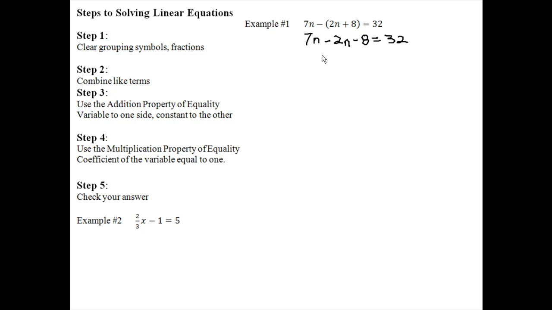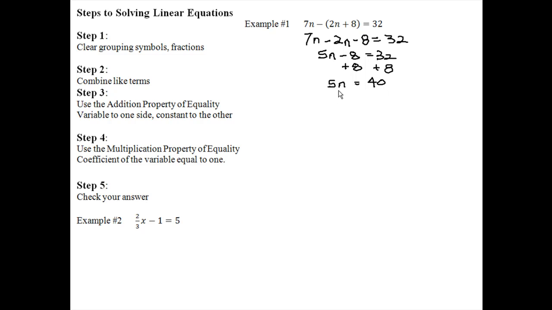Step 2 is to combine like terms. So 7n minus 2n is 5n minus 8 equals 32. And then I'm going to add 8 to both sides. This is step 3. Use the addition property of equality. And so -8 plus 8 is 0. What you're trying to do is to get the variable by itself. So that leaves the variable by itself on the left-hand side. And 32 plus 8 is 40.